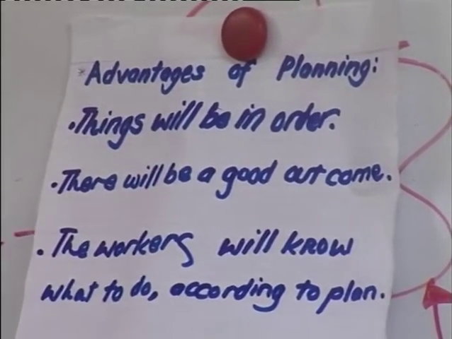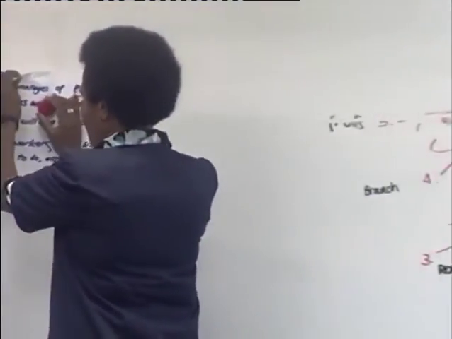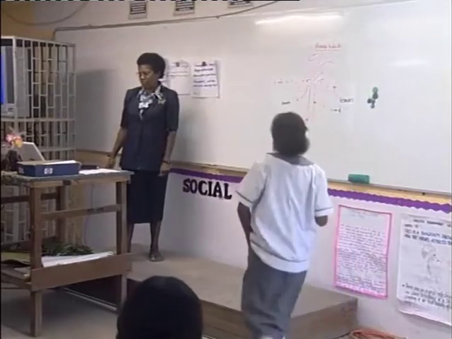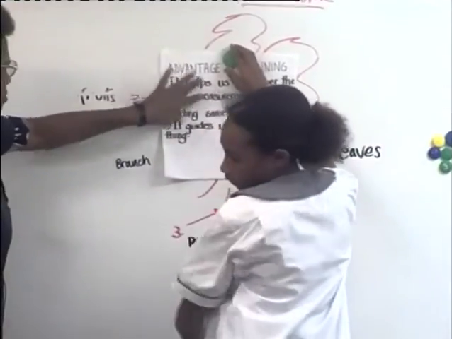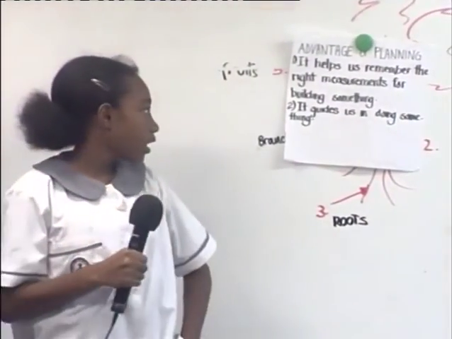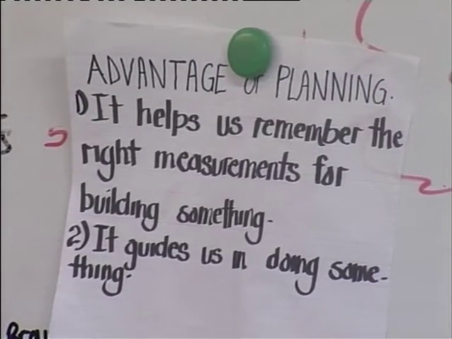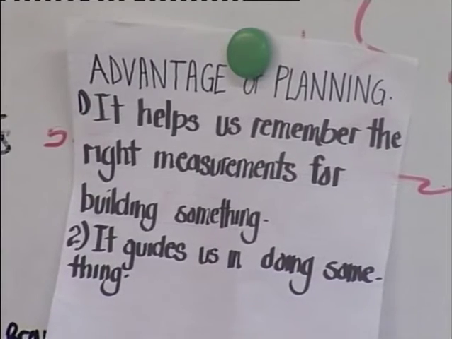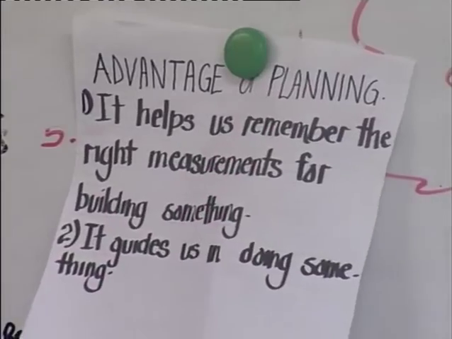Good. Let's have the fourth group. Okay, we have Raylene from the fourth group. Advantages of planning are, number 1, it helps us remember the right measurements for building something. And number 2, it helps to guide us in doing something. Right, good. Thank you, Raylene.